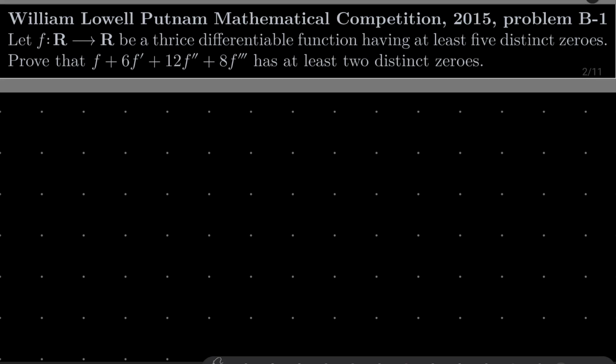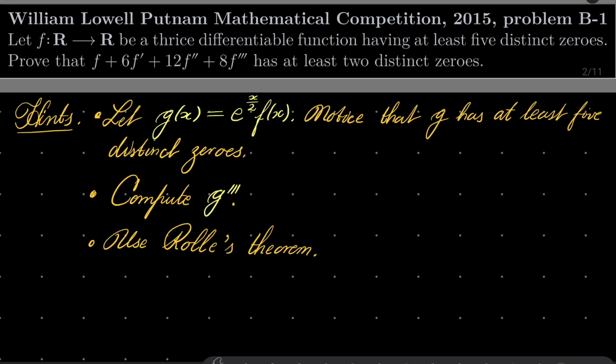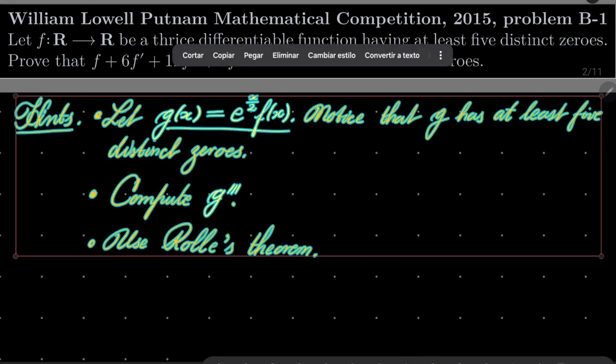So it's a pretty standard problem, but you have to know the method of showing such things. Here are my hints. First, you should define this function g of x equals e to the power x over 2 times f of x. Notice that since f has at least 5 zeros, g also has at least 5 zeros. Compute the third derivative of g and use Rolle's theorem a bunch of times at the end. So give this problem a try and I will see you in just a minute.